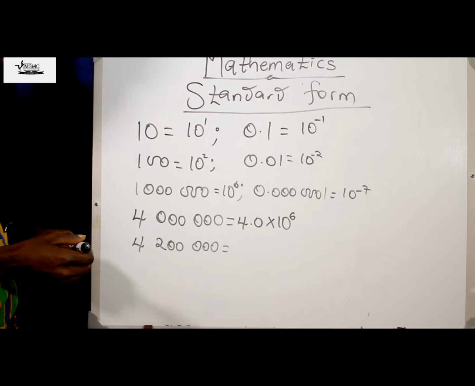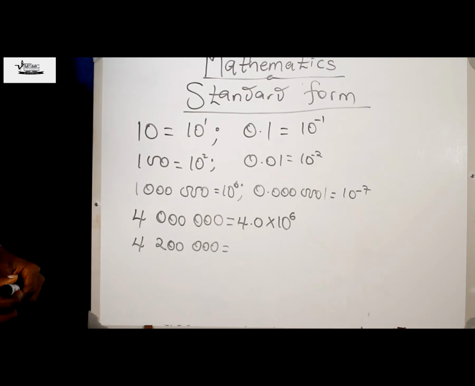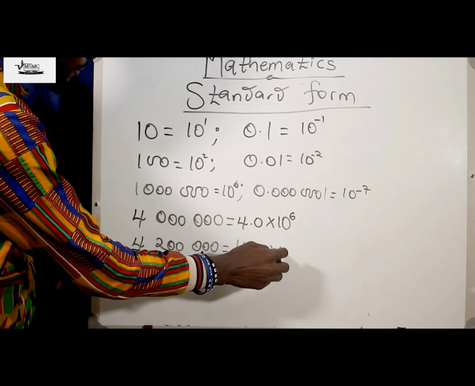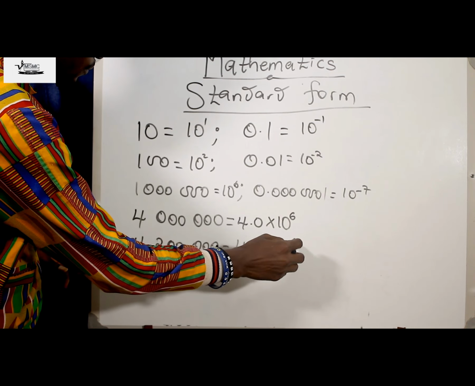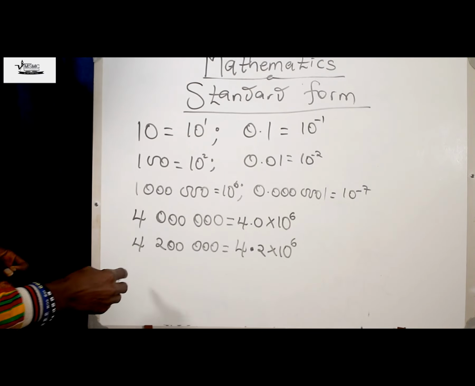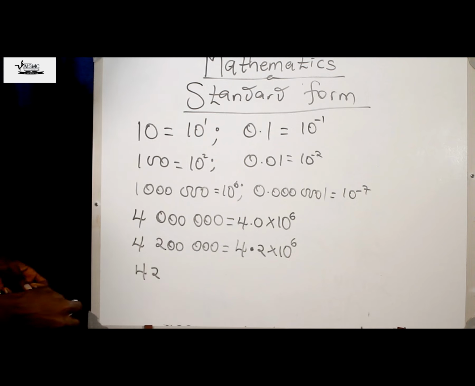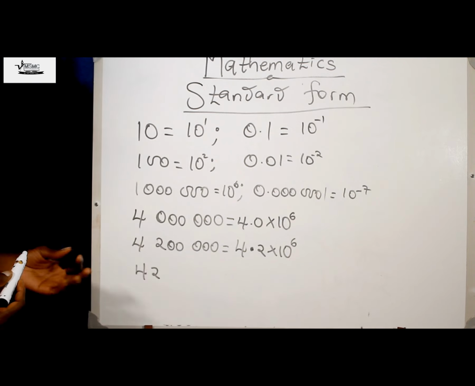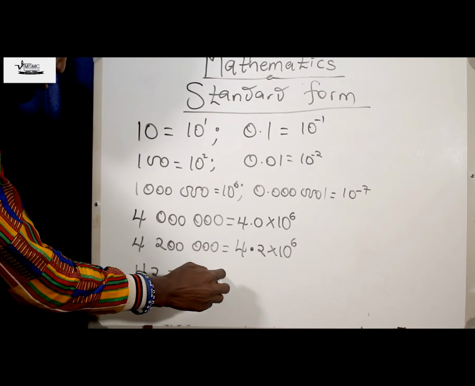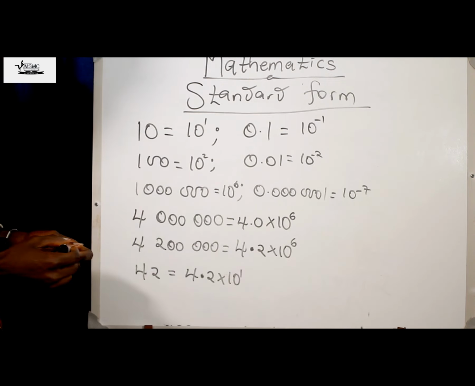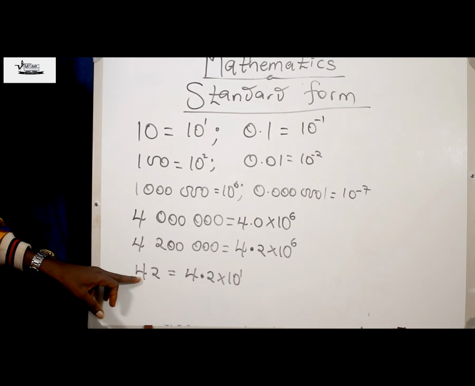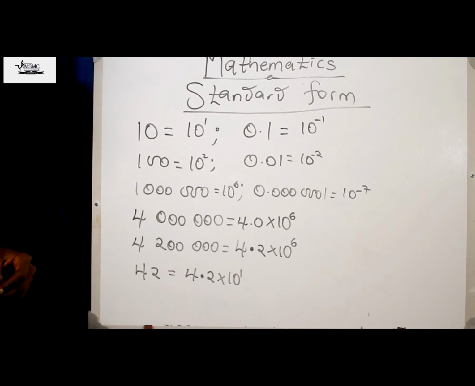If you have 4,200,000 for instance, here you have 2 natural numbers. It will be 4.2 times 10 raised to the power of 6. What about if you have 42? 42 will be 4.2 times 10 raised to the power of 1. Of course, you have 2 digits. Then after the first digit, just 1 digit is remaining. That's 10 raised to the power of 1.